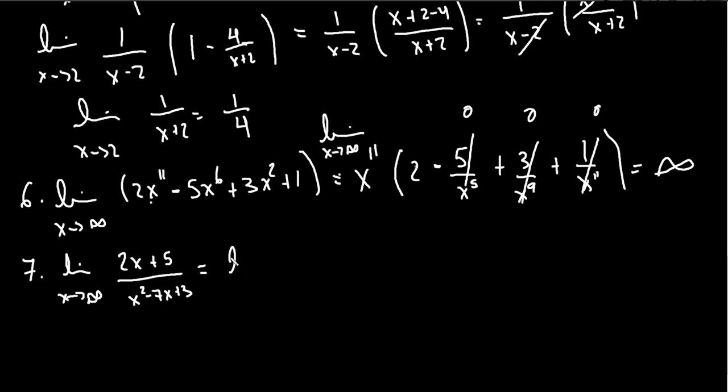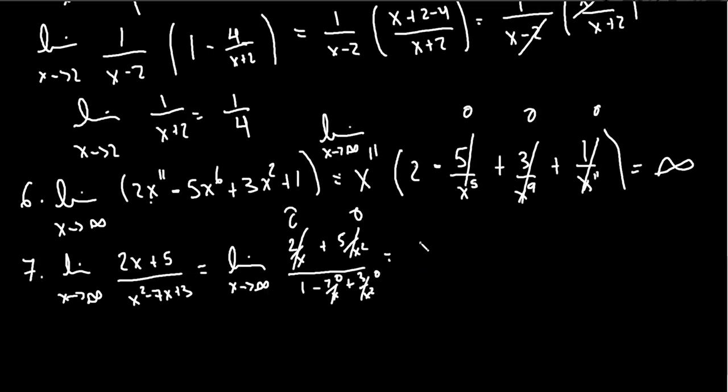I would get the limit as x approaches infinity. I divide everything by x squared, so I'll get 2 over x plus 5 over x squared, over 1 minus 7 over x plus 3 over x squared. And now you see that if I plug in infinity, this will go to 0, this will go to 0, this will go to 0, this will go to 0. I'll be just left with 0 over 1, so our limit is 0.